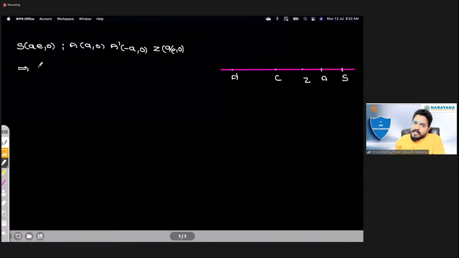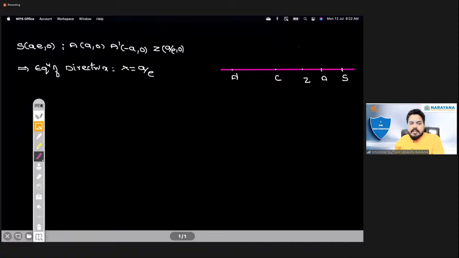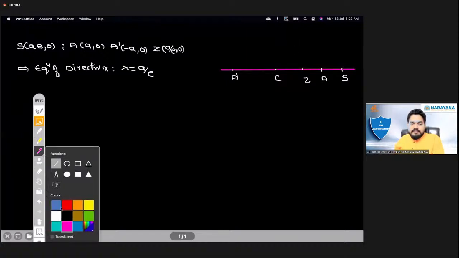So that means the equation of directrix is parallel to y-axis and passing through this one. So x is equal to A by E. This is the directrix.